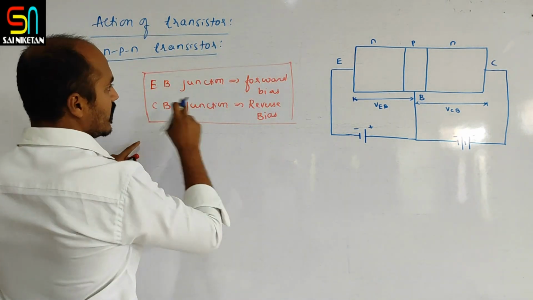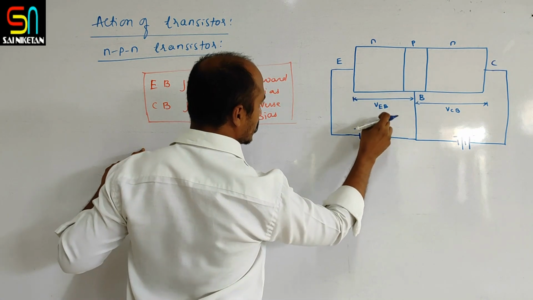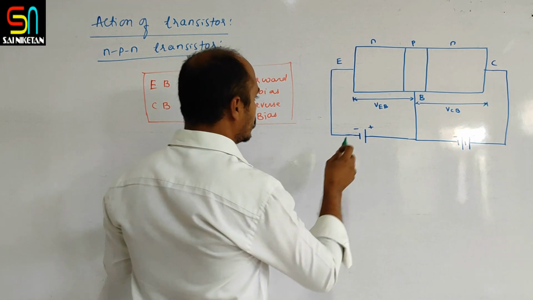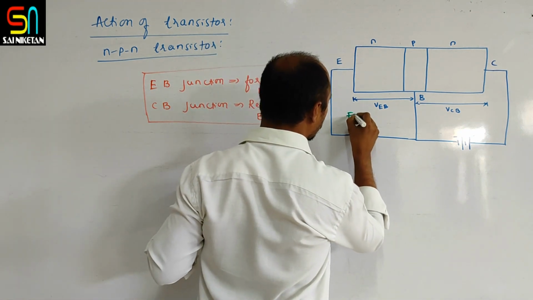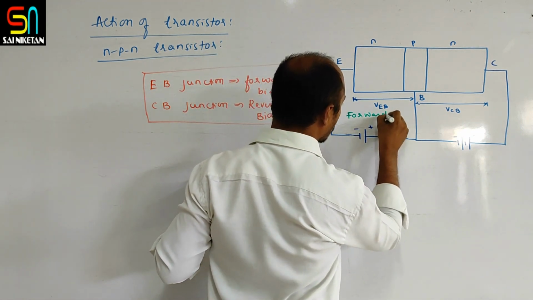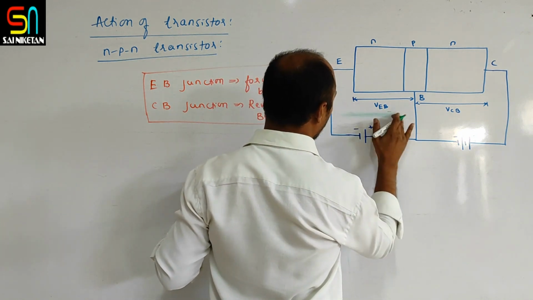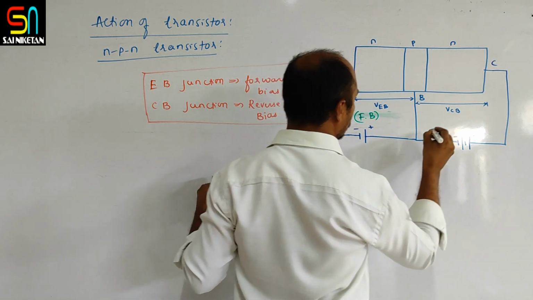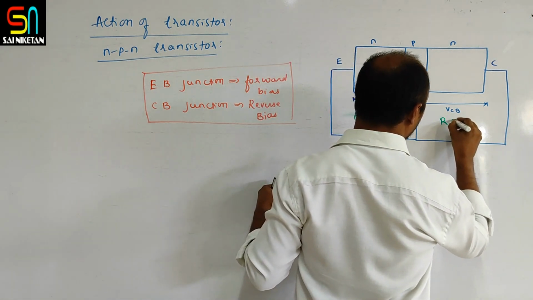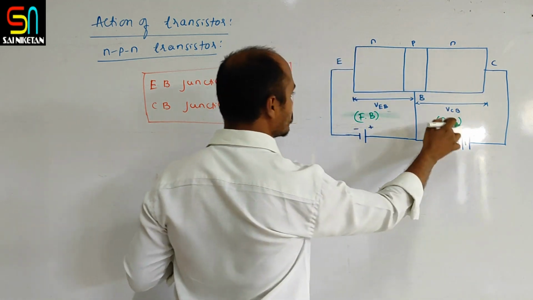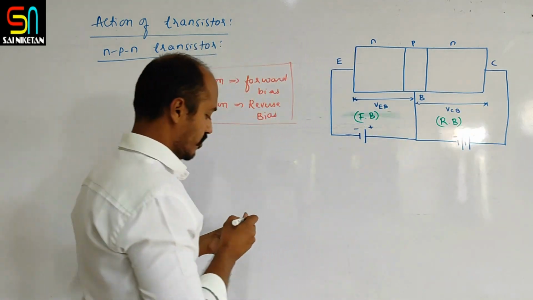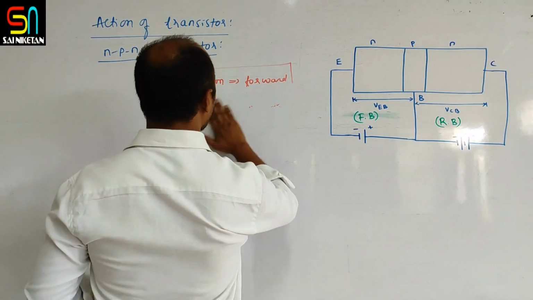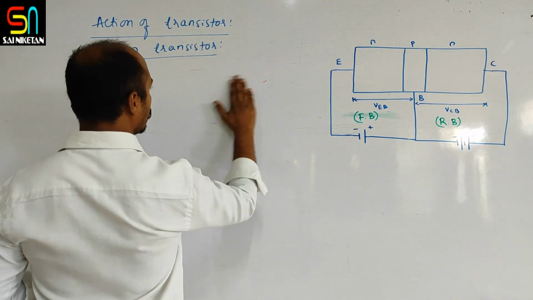The emitter base junction is in the forward bias condition. I am writing it here itself. This always must be forward. Simply, I write the short form: FB is forward bias, and RB is reverse bias. So the collector base junction must be in the reverse bias condition, and the emitter base junction must be in the forward bias condition. So let us discuss how it works, how the charges flow, and what the direction of current is.